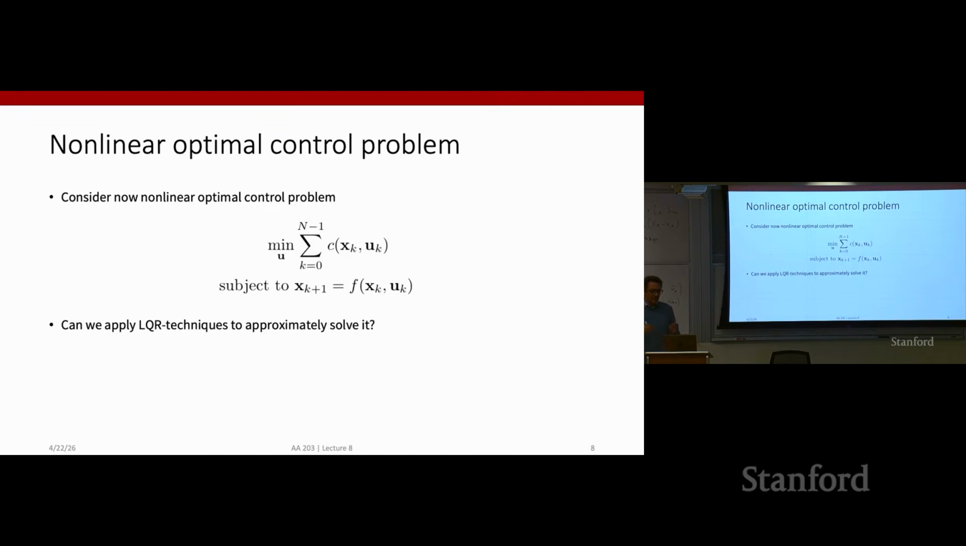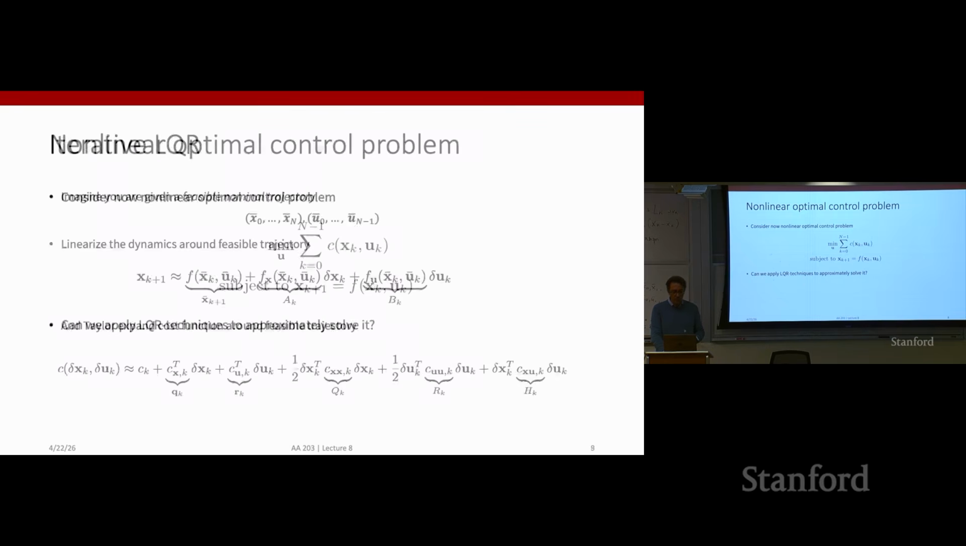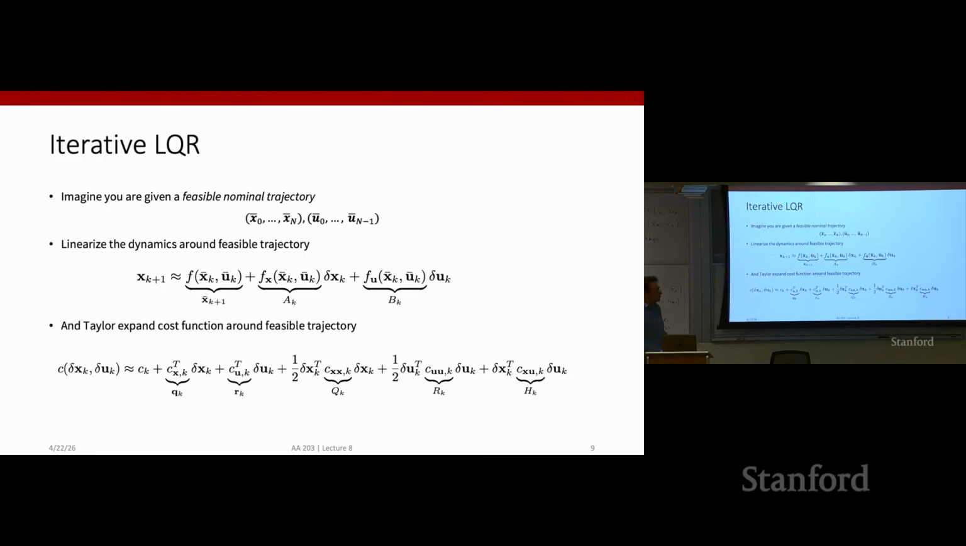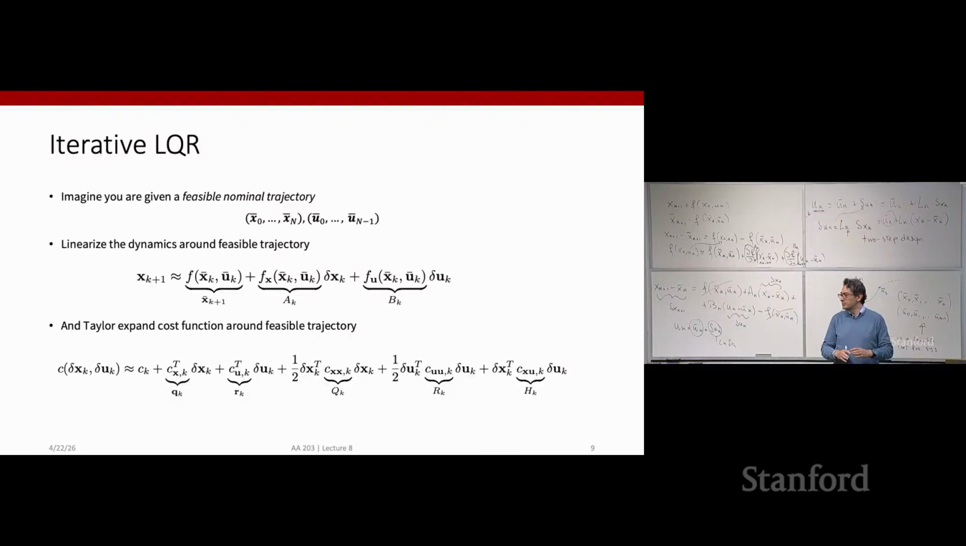But for now, the problem is as follows. We go back to our general nonlinear optimal control formulation. We want to find an optimal state control trajectory for it. Can we use LQR ideas to do so, to derive a new methodology to compute trajectories for nonlinear systems? And the idea here is very similar to what we did for nonlinear tracking, but with a little bit of twist in the interpretation. So specifically, let's assume that now we're given a feasible nominal trajectory. This could be any trajectory as long as it is feasible.